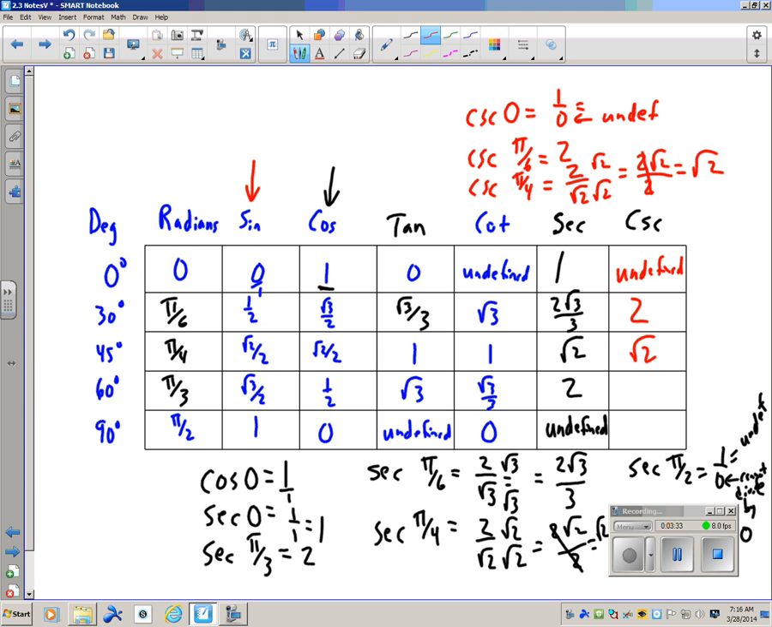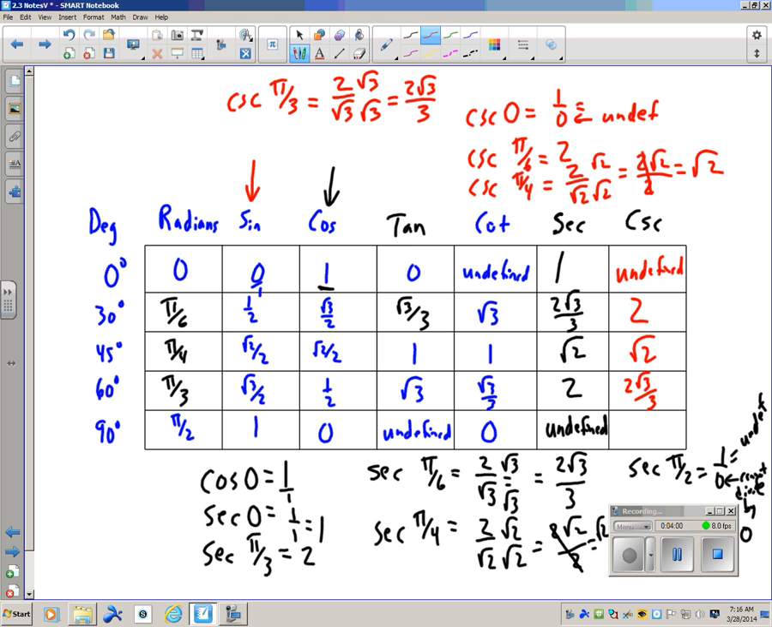And then we've got the cosecant of pi over 3. The sine of pi over 3 is square root of 3 over 2. The reciprocal of that is 2 over square root of 3. I'm going to multiply my numerator and denominator by a square root of 3. So I get 2 square root of 3 over 3, because the square root of 3 times the square root of 3 is the square root of 9, which is 3. So 2 square root of 3 over 3.